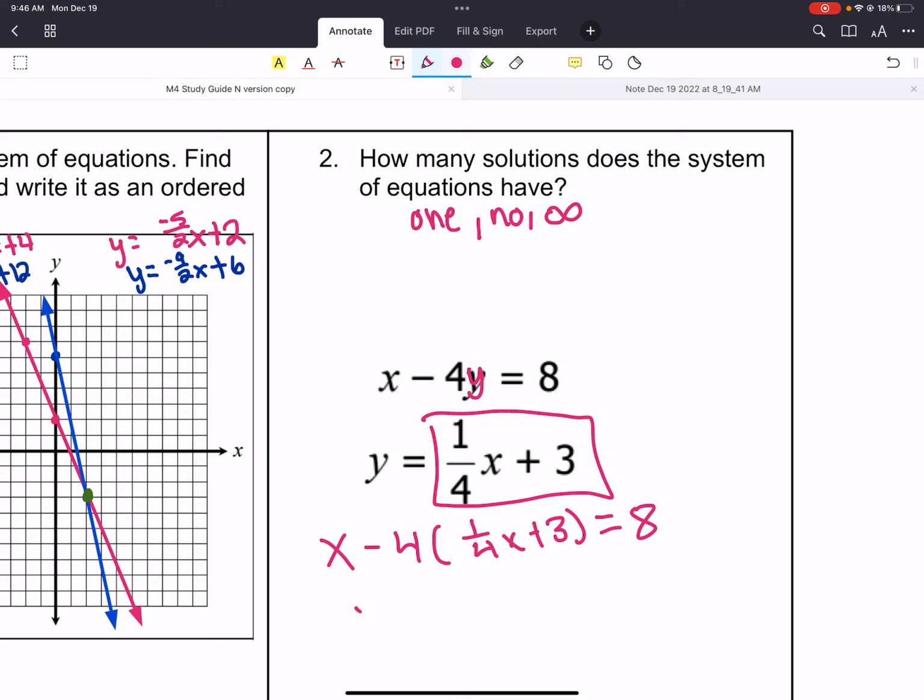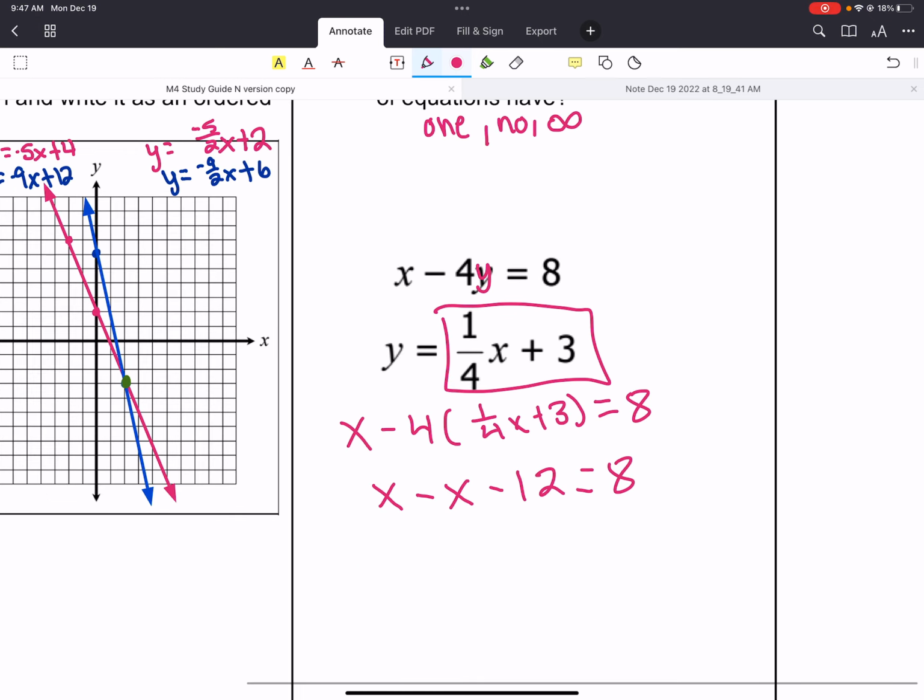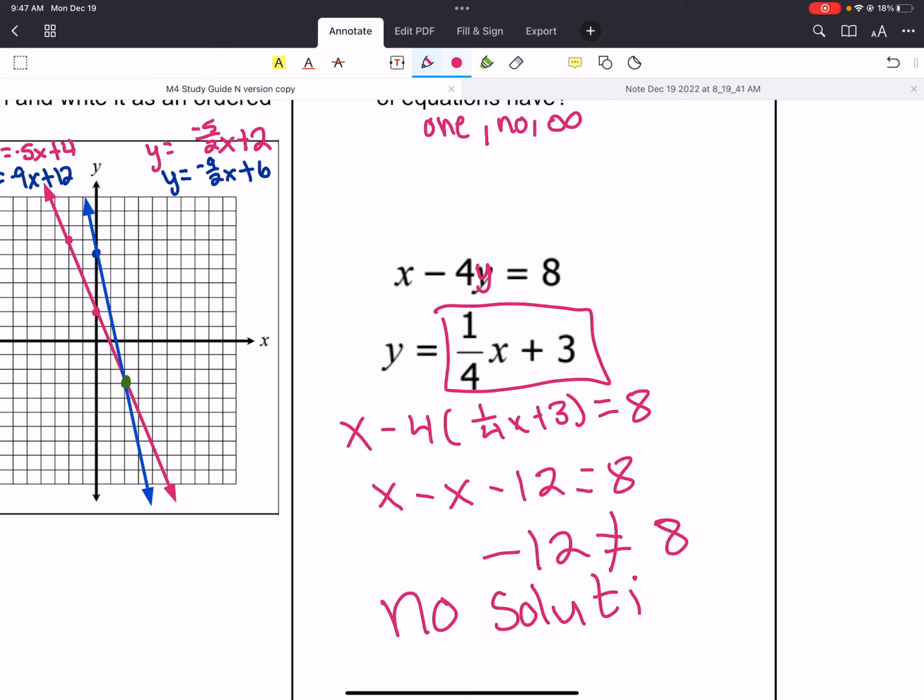When I distribute, I get x minus 12 equals 8. x minus x is 0, so negative 12 equals 8. Well, we know that's not true, so there are no solutions to this system.